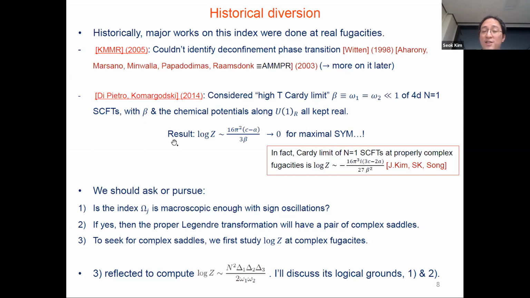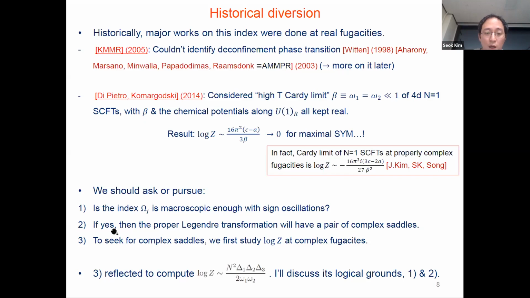So we're going to reinvestigate this question, having in mind that the index can actually be macroscopic, but with sine oscillations, with suitable wavelength, as Shiraz mentioned, so that you really have to consider the complexified saddle points of betas and omegas seriously. Okay? So I'm going to first show some empirical evidence for this sine oscillating macroscopic behavior of the index. Then, if this is true, we should seek the complex saddle points, a pair of saddle points, which will realize this oscillating pattern by this cosine type function.